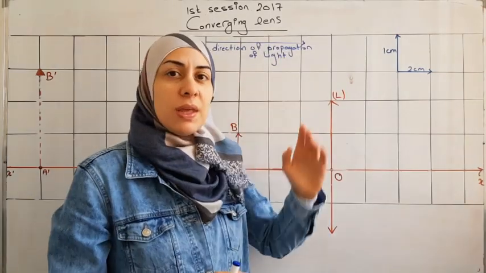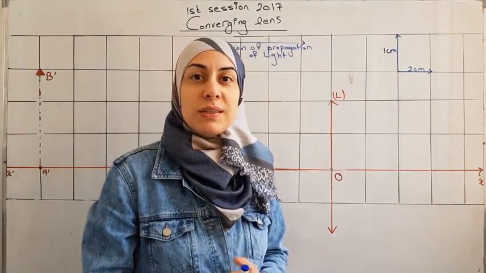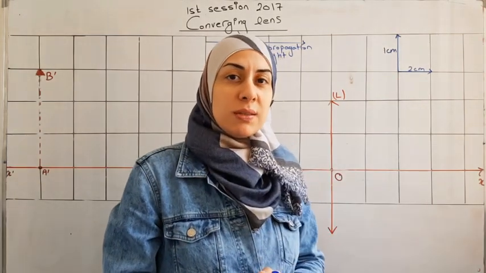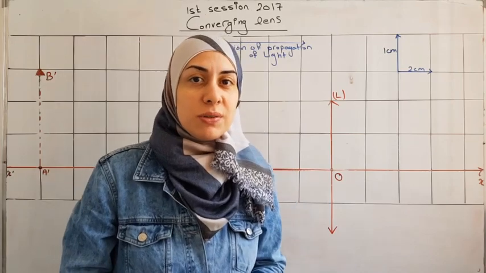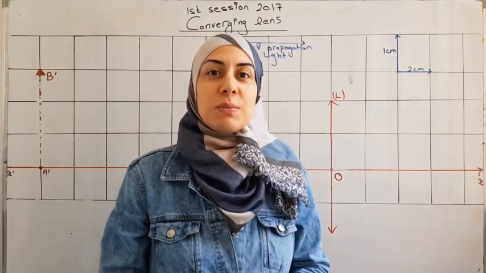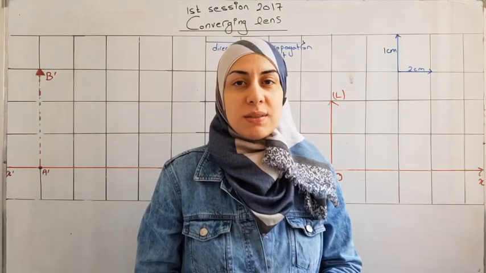You are also given that the direction of propagation of light is from left to right, and you are given the scale. Each 2 centimeters are represented by 1 centimeter on the x-axis. On the y-axis you have real scale, so each 1 centimeter is represented by 1 centimeter.